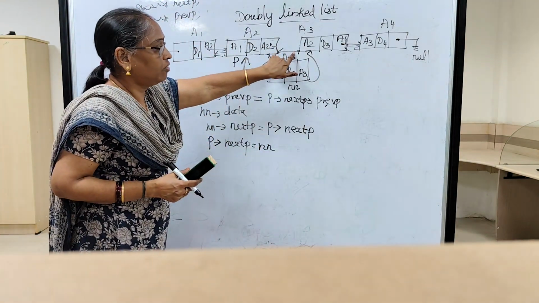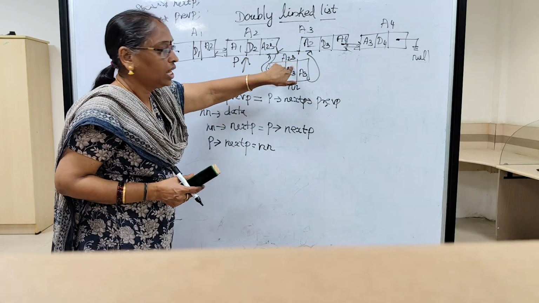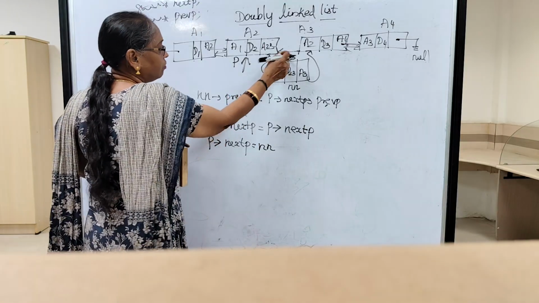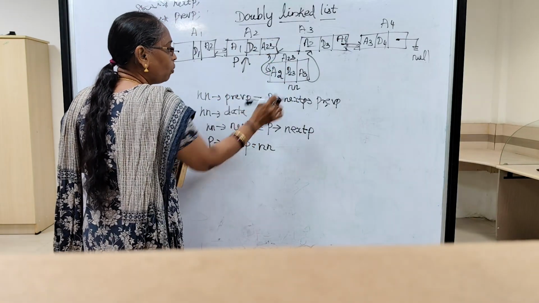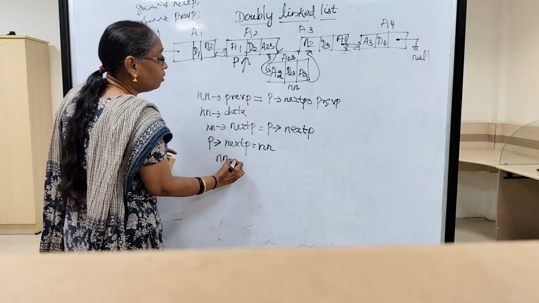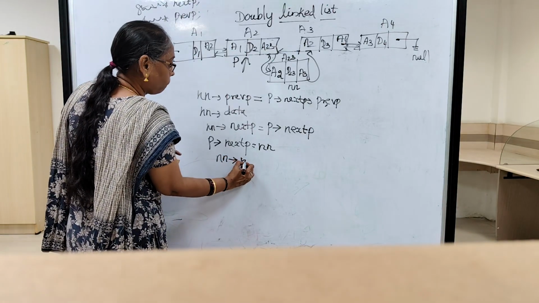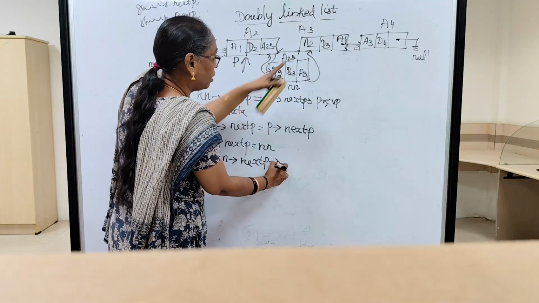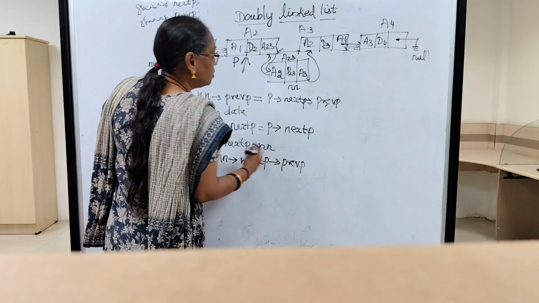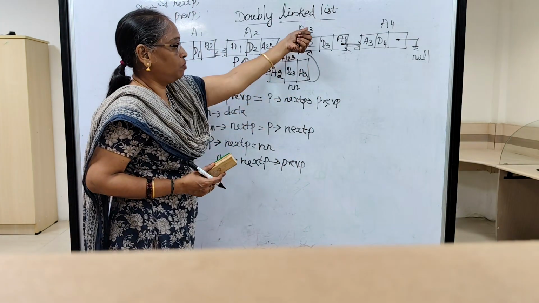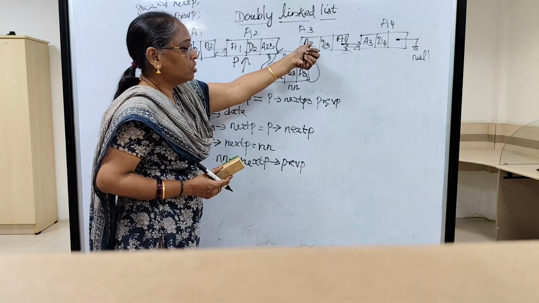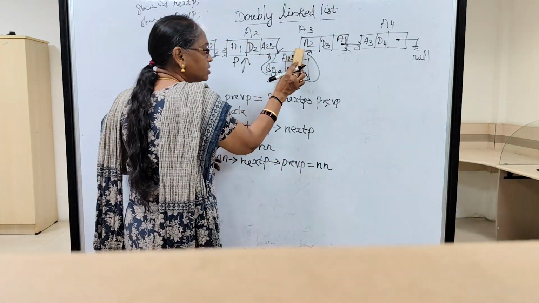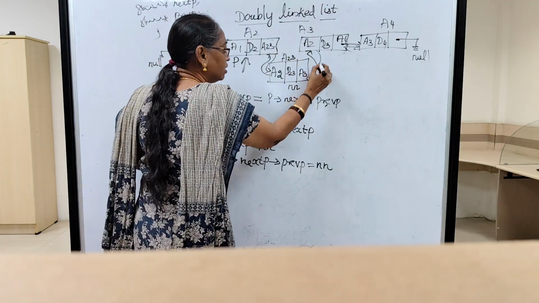Now this pointer I have to change. The previous node of A3 should also be A2. So what should I do? Now I have removed this pointer P, but I know NN, right? So NN of next P of previous. This is my NN. NN of next points to here. This previous is here. So this previous I am updating with NN. So this will be pointing here after this one.